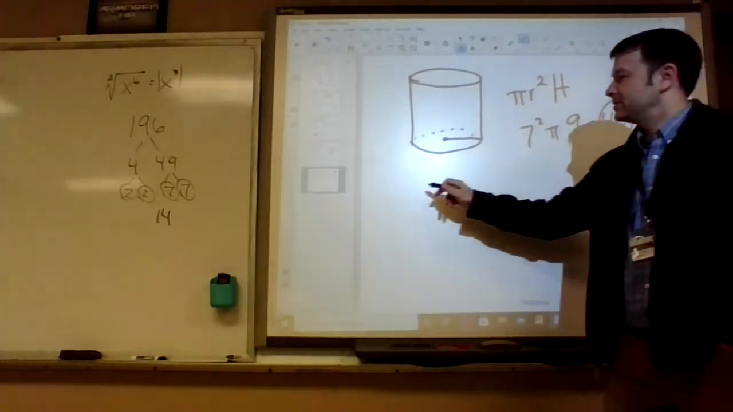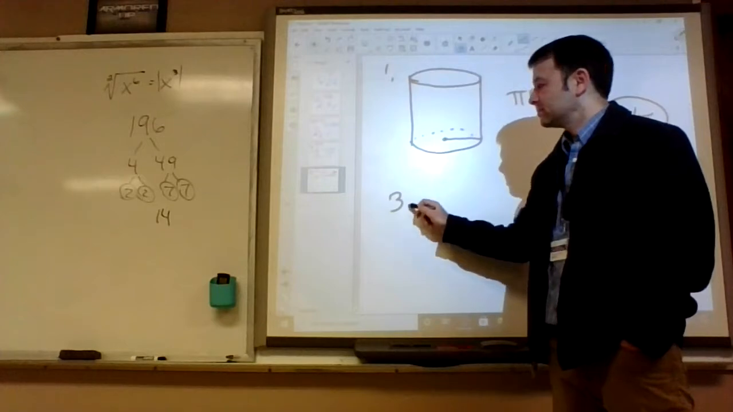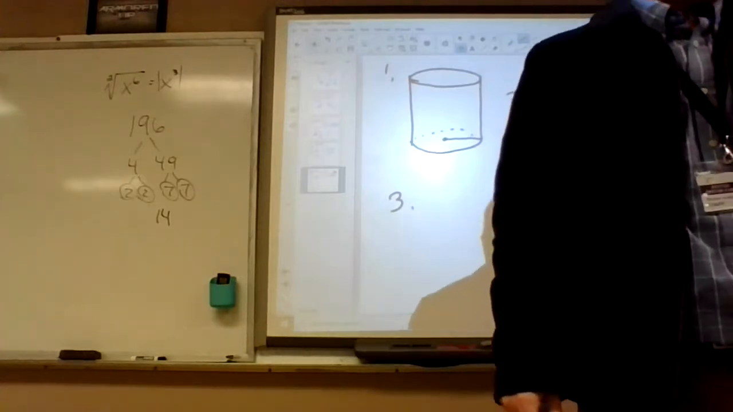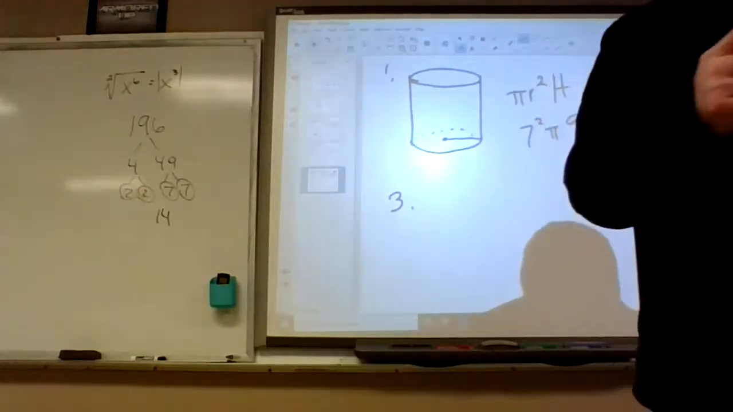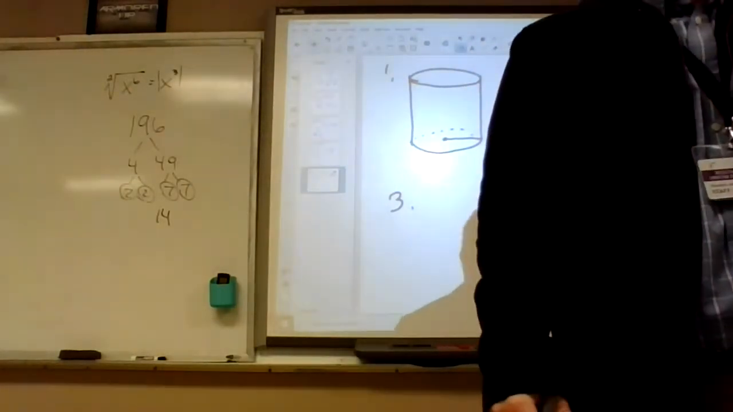Okay, number 3. Same thing. It doesn't matter if they're slanted, you still use the straight up and down heights that they give us.